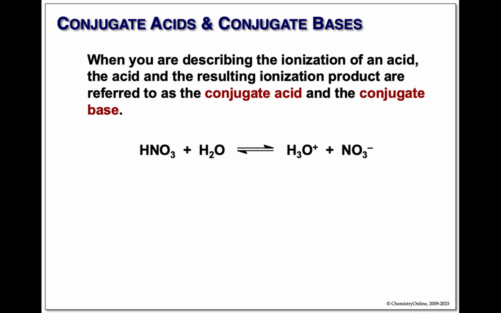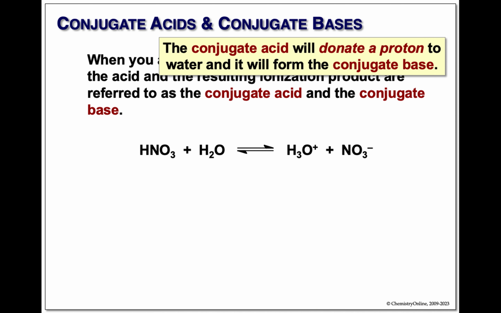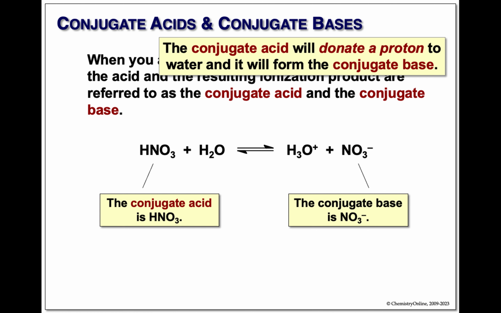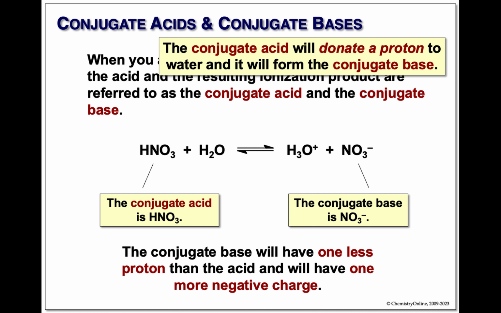Conjugate acid-base pairs. In this equation, nitric acid is donating a proton to water. That makes it the Bronsted acid, and water the Bronsted base. After you have donated the proton, what's left? Nitrate. We describe this as the conjugate acid and this as the conjugate base. Nitric acid is the acidic component. After it donates its proton, what's left is nitrate. That's the conjugate base. In general, the conjugate base has one less hydrogen, one less proton, and one more negative charge.